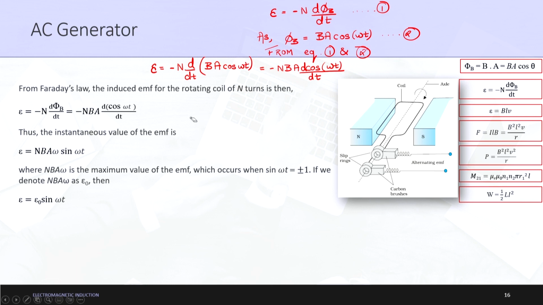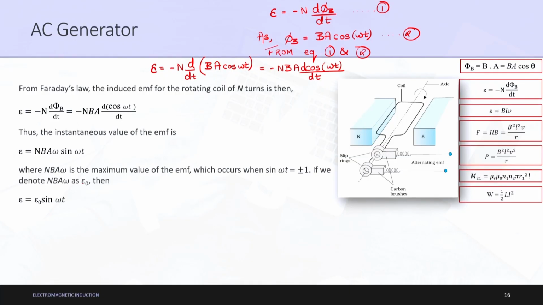Moving on, which occurs when sin omega t is equal to plus or minus 1. So either it can be a plus value or a minus value. The minus value is minimum, but magnitude wise the value will be maximum. If we denote NBA omega as epsilon naught, just for a little ease in writing, a new denotation is introduced: epsilon naught is equal to NBA omega. So we get epsilon is equal to epsilon naught sin omega t.